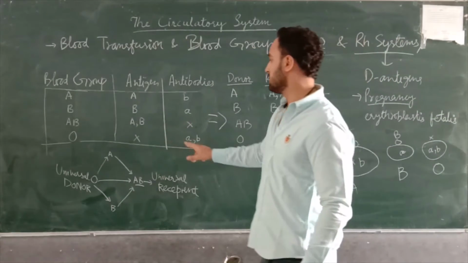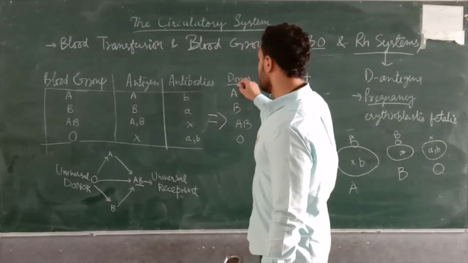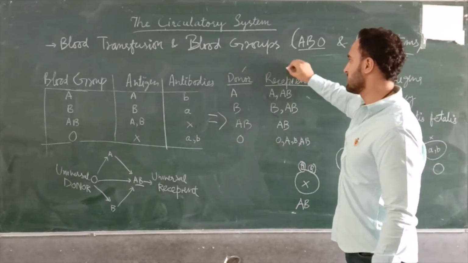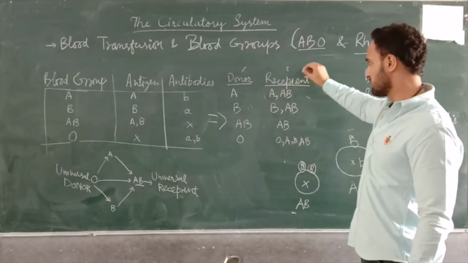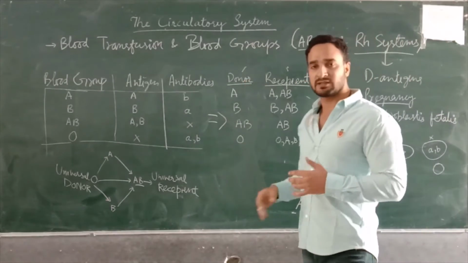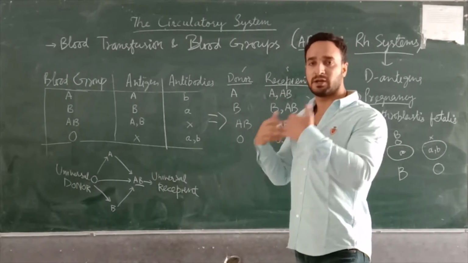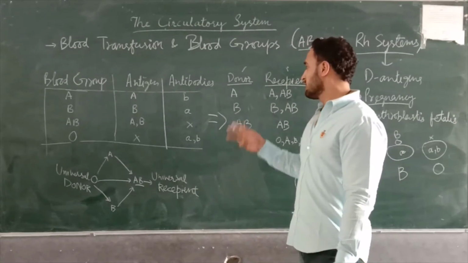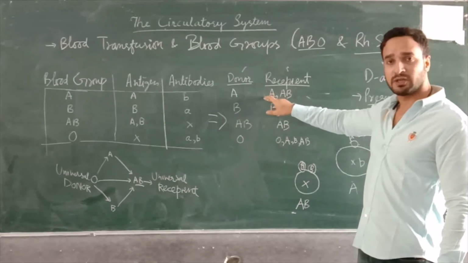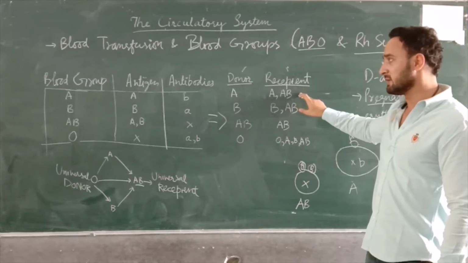well as B. Now, this A blood group is the donor, this is the recipient, this is the patient. Recipient means the person who is receiving the blood. Donor means the person who is giving the blood, donating the blood. Right? So the A donor can give blood only to A as well as AB.